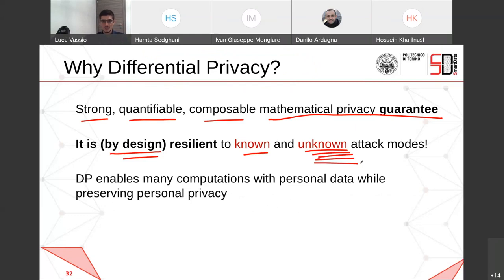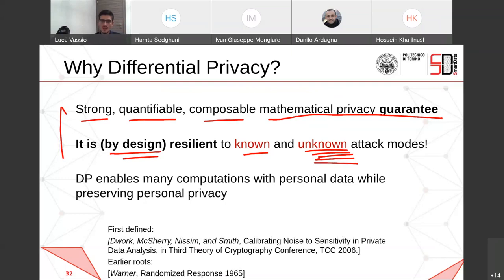And differential privacy, thanks to these characteristics, really enables a lot of different computation with personal data, keeping the data private. And we saw in the last slide that differential privacy has this label of privacy, but actually it's not just related to privacy. It's a toolkit that can be used for a lot of different things. And just to give some history, it was first defined in 2006 by Cynthia Dwork, but it also has some roots in previous work from 1965 on randomized response.